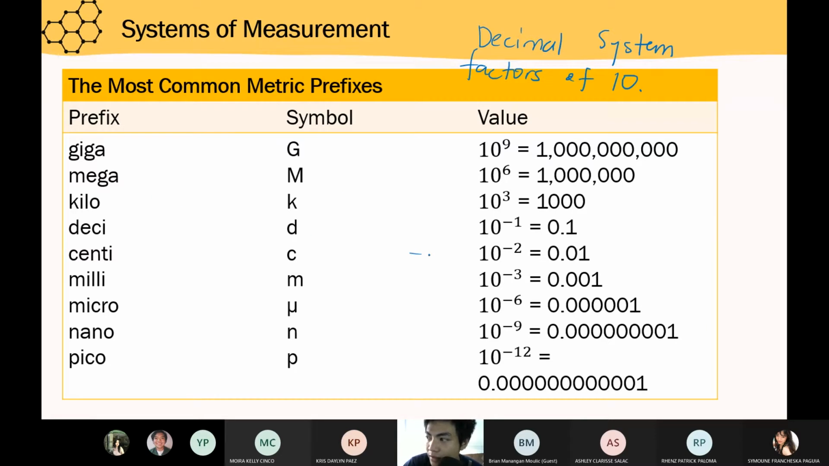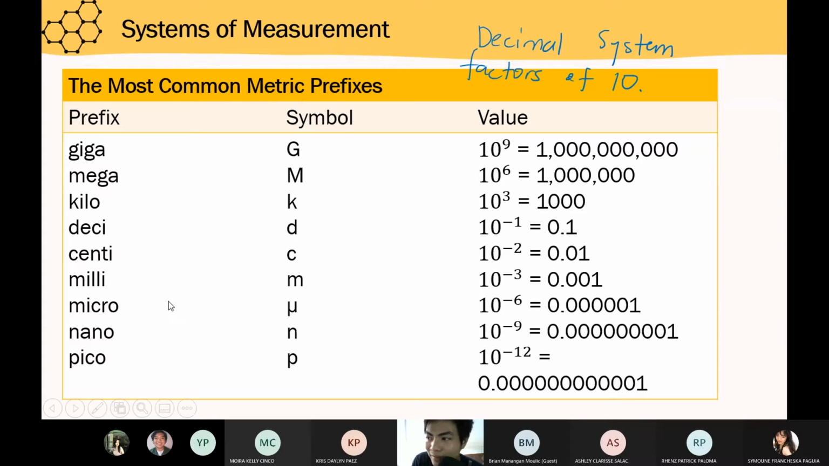Deci is 1/10, centi is 1/100th, milli is 1/1000, micro is 1/1,000,000th, nano is 1/1 billionth, and pico is 1/1 trillionth. Do you need to memorize these? Not necessarily.